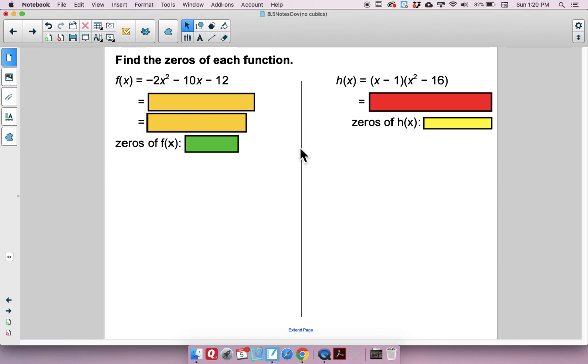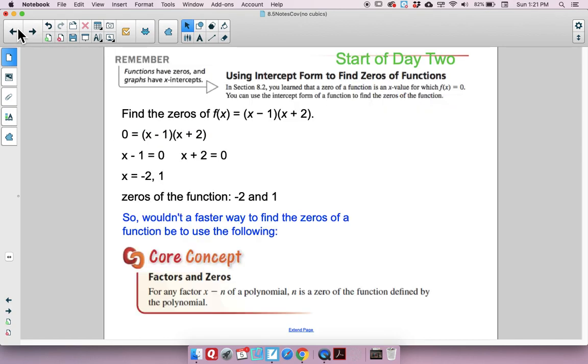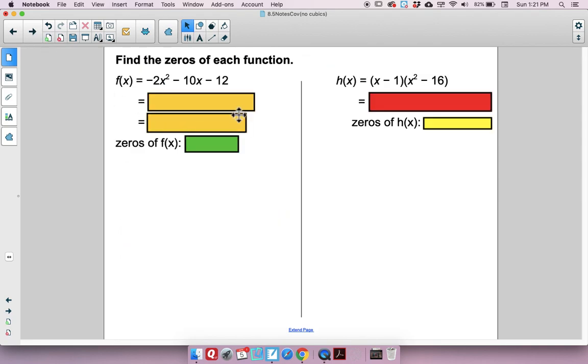All right, so this one here, find the zeros of each function. What do you notice about this one to start with? Is it in the form that we want? Is it (x minus p)(x minus q)? No. Okay, so what do we need to do? Yeah, we need to factor it. So take out a GCF if there is one.